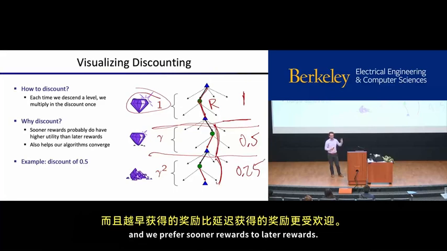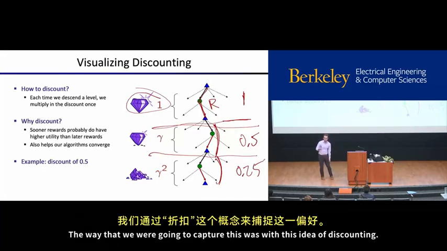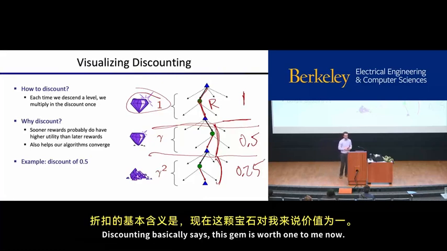So you can discount living rewards. You can discount terminal rewards. You can discount whatever you like. Discounting is going to help us, and we'll see why in a second.